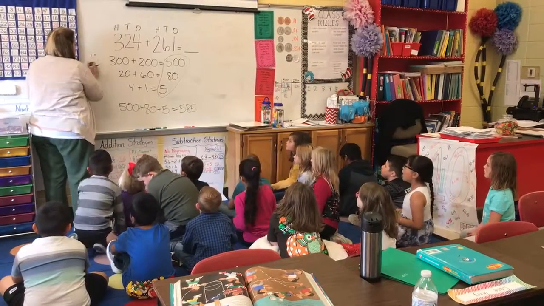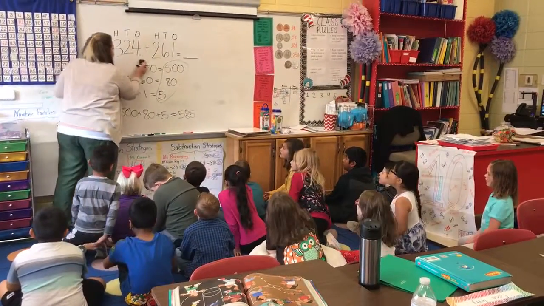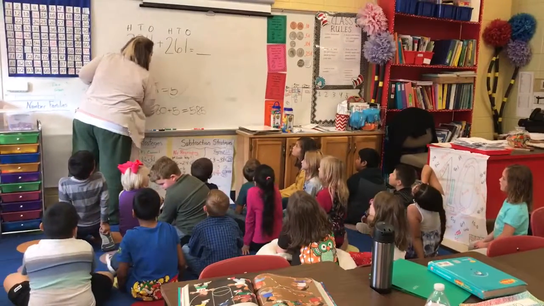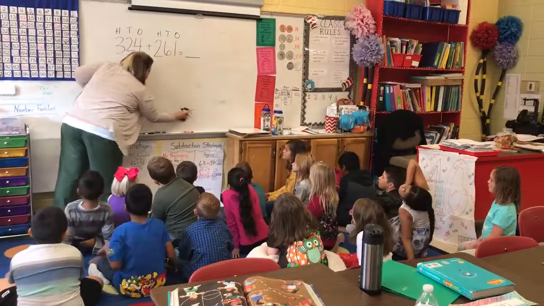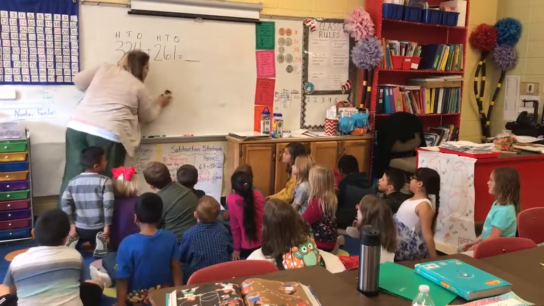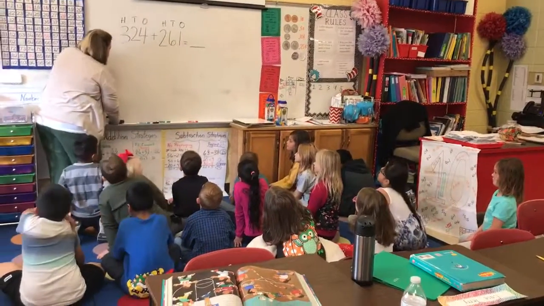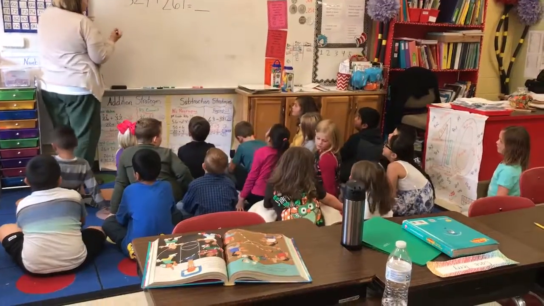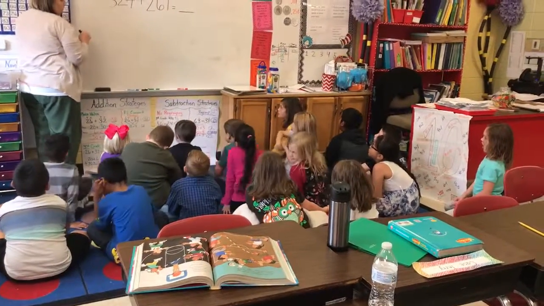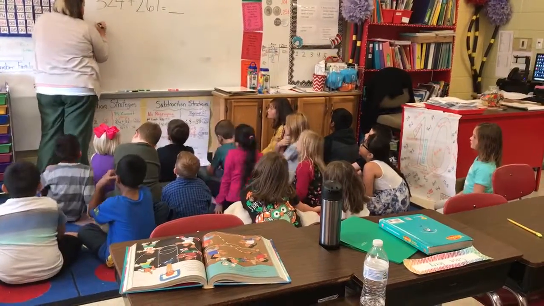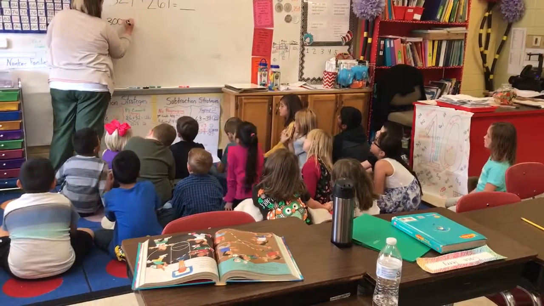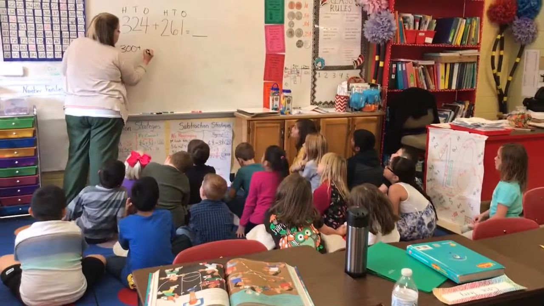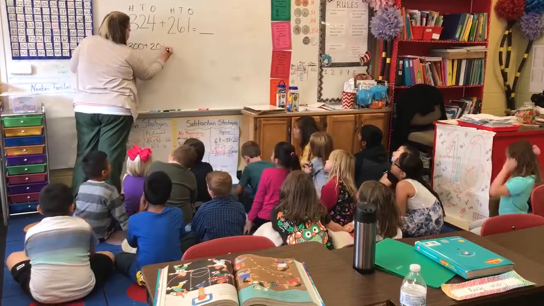What other way can we do it? Third grade way. Okay. How do you do third grade way with 3-digit numbers? Just like you do it with 2-digit numbers. All right, so let's try third grade way. So what's our first number? 300. So how would we write this number third grade way? 300 plus 20 plus 4.